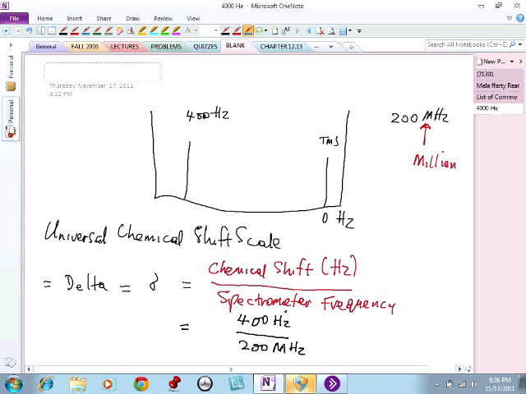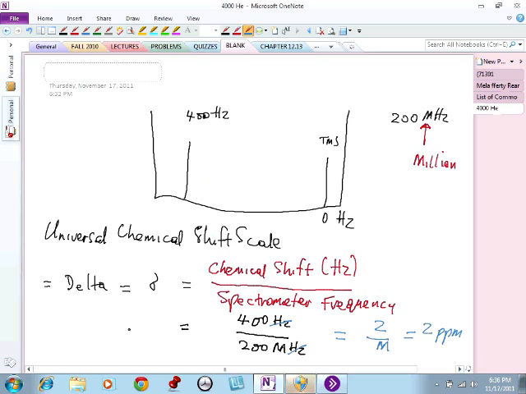Okay, so you cancel out the hertz, right? That cancels out. So that becomes 2 over m. And what is m? We told you m is million. So since m is million, this means 2 parts per million. So I will express the chemical shift for whatever proton is given, or the carbon that is giving this signal, as 2 parts per million.